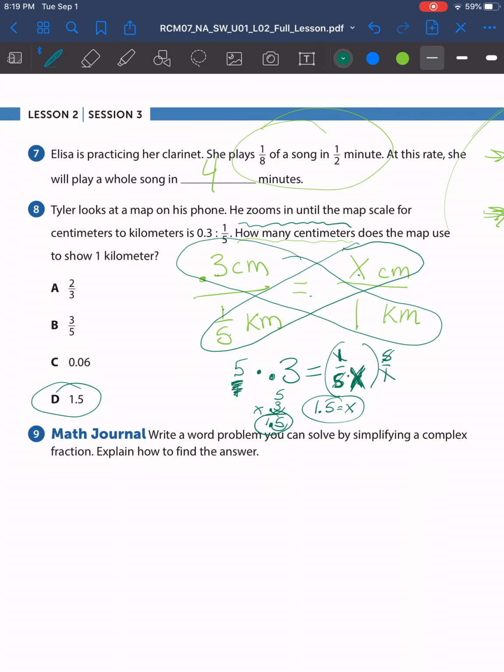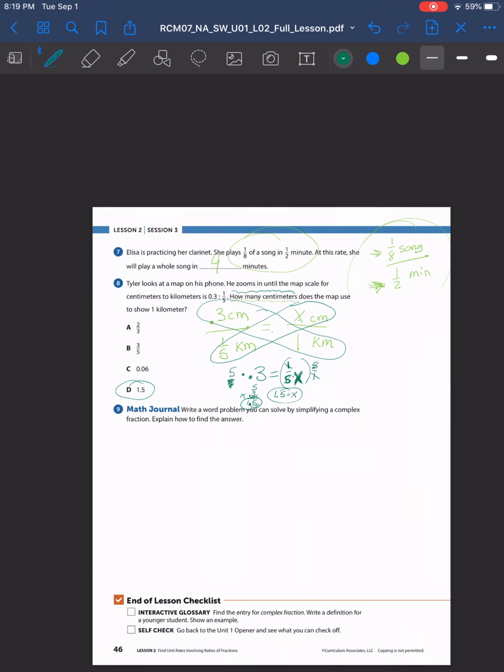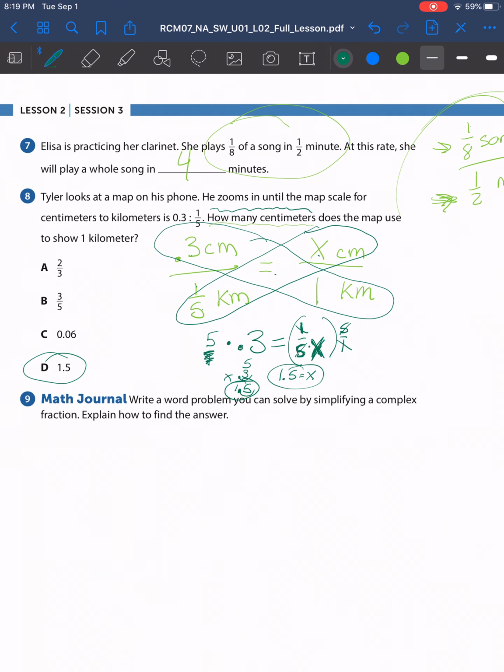Okay, number 9. Write a word problem that you can solve by simplifying a complex fraction and explain how to find the answer. Okay, I am actually going to have us skip this one just for time's sake. I feel like there are other problems that we could be using our time more wisely on in class besides this one to explain. So please skip number 9.